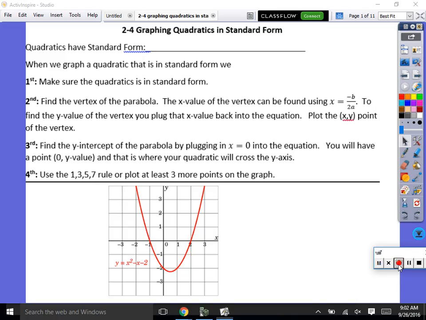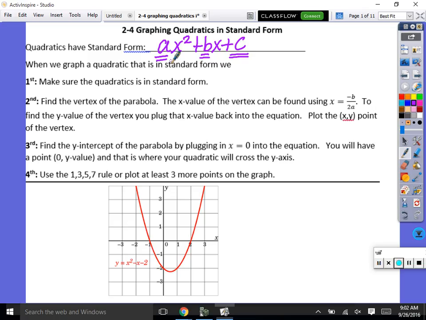So on your paper it says quadratics have standard form. And remember that standard form is ax squared plus bx plus c. Correct, everybody? Highest degree to lowest degree, all like terms combined. And then a is what's in front of x squared, b is what's in front of x, and c is our constant. Does everybody remember that?